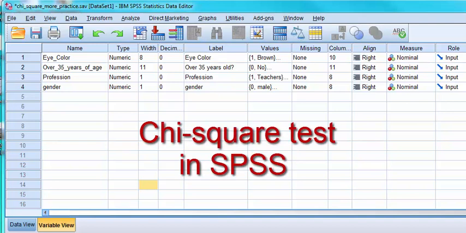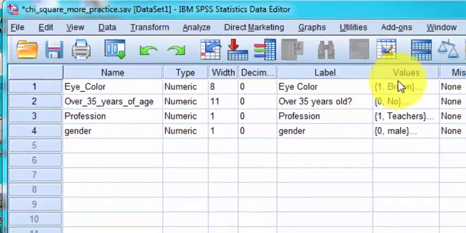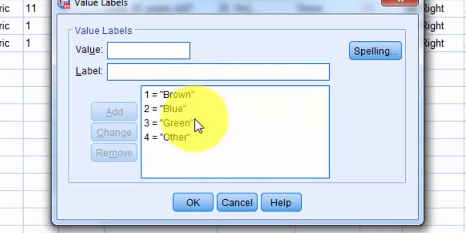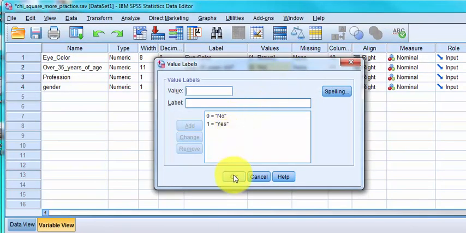I'm going to show you how to do chi-squared tests of independence in SPSS. First of all, remember, a chi-squared test only compares two categorical variables or two nominal variables. So what we have here are all categorical variables, all nominal, right? Eye color. So here's what the numbers stand for in the data set. 1 is brown, 2 is blue, 3 is green, 4 is other, like red or black or evil. And then whether somebody is over 35 or not, 0 is no, 1 is yes.